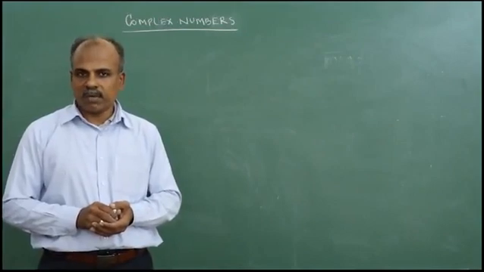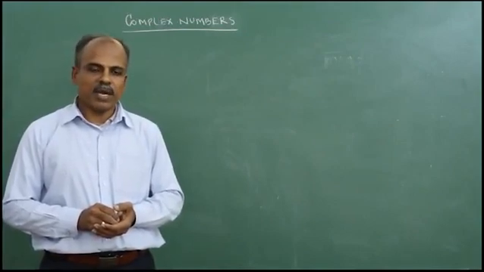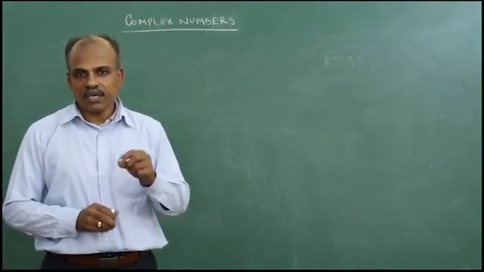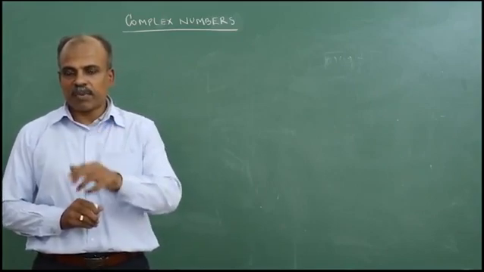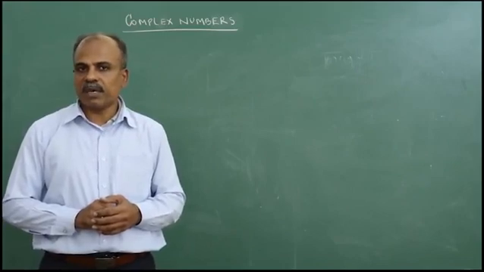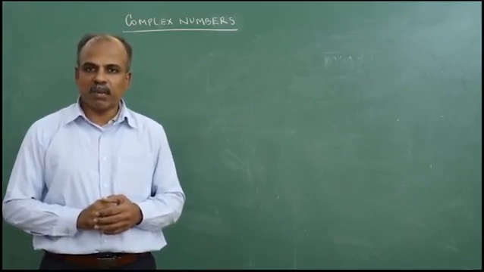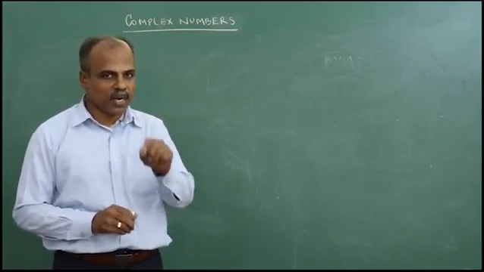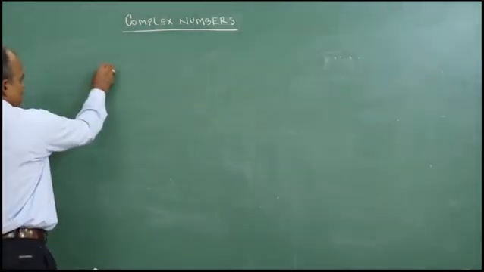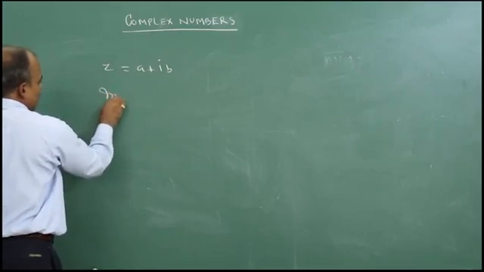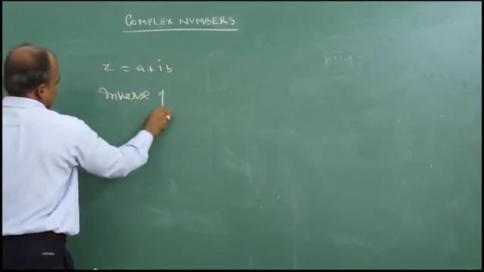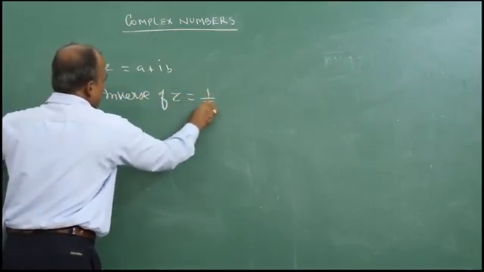That was multiplication of complex numbers. Now, how do you find the inverse of a complex number? Consider any complex number as a plus ib. How do you find the inverse of the complex number a plus ib? It is nothing but 1 upon a plus ib. So z is equal to a plus ib, and the inverse of z is equal to 1 upon z.